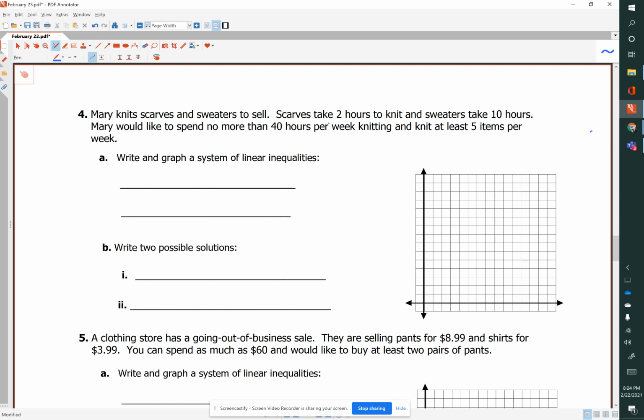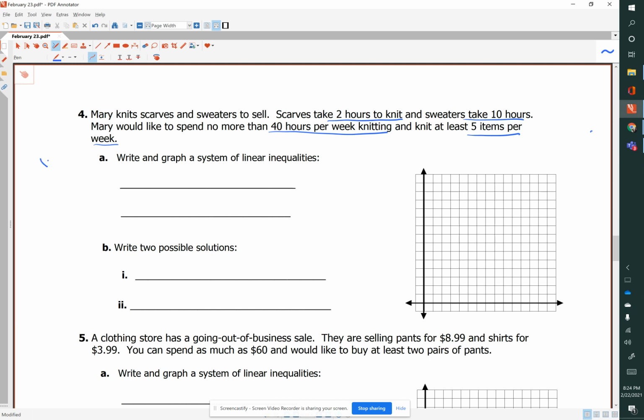So scarves take 2 hours to knit, and sweaters take 10 hours. So Mary would like to spend no more than 40 hours a week knitting. So this is going to be her business, but she doesn't want to do it more than 40 hours a week. But she does want to knit at least 5 items per week. So what combination of scarves and sweaters can she knit so that she's not working more than 40 hours and that she has at least 5 things to sell?